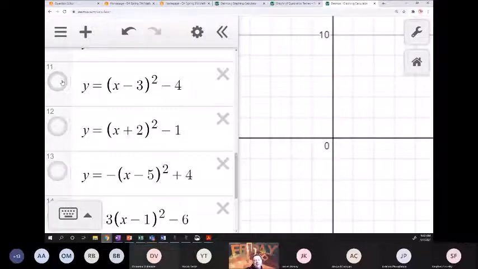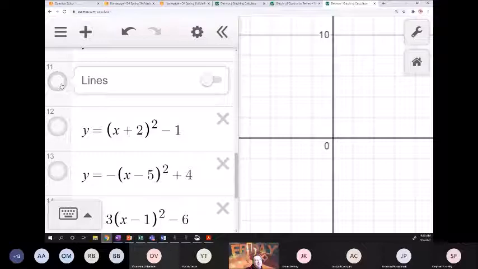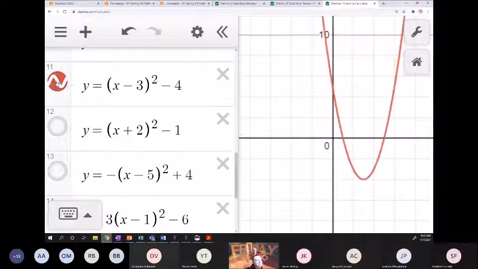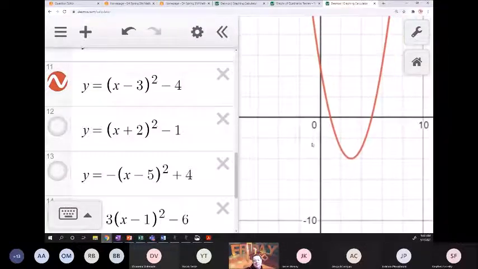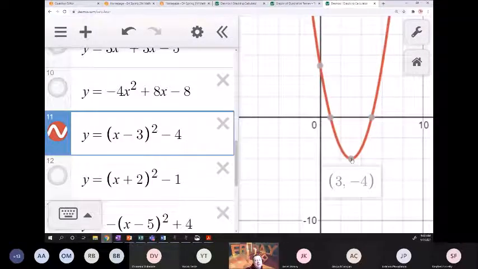Vertex form, it's going to be our vertex, right? And as we remember, land of opposites, this changes. So we're going to go over 3, then down 4, and there's our vertex.